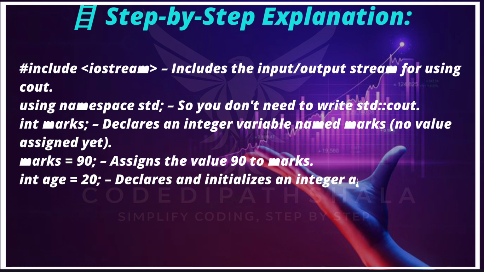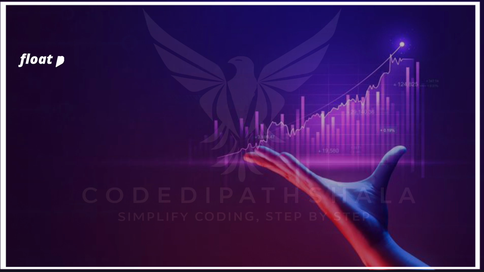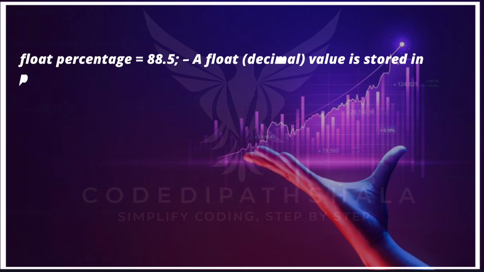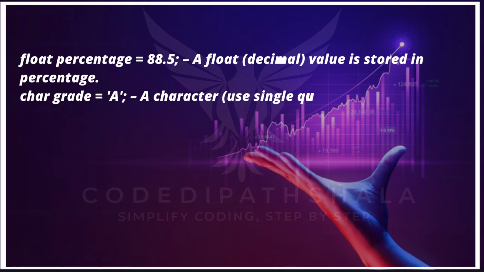5. int age = 20 declares and initializes an integer age. 6. float percentage = 88.5. A float, a decimal value, is stored in percentage. 7. char grade = 'A'. A character, use single quotes, is stored in grade.